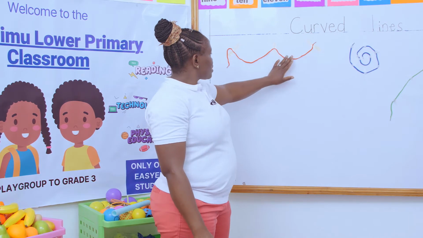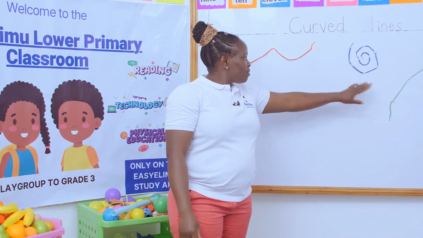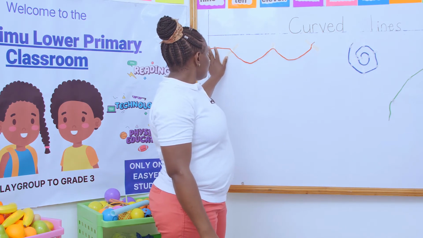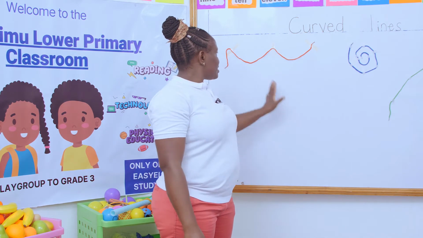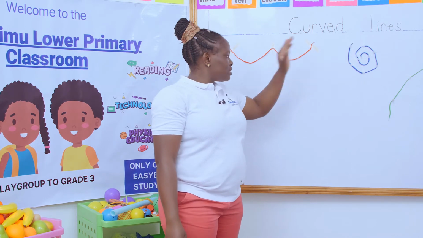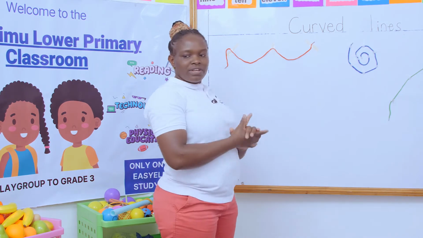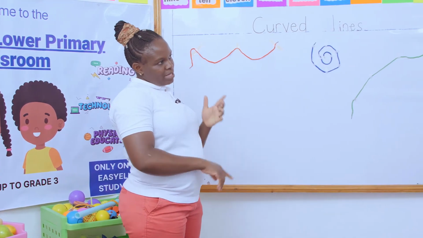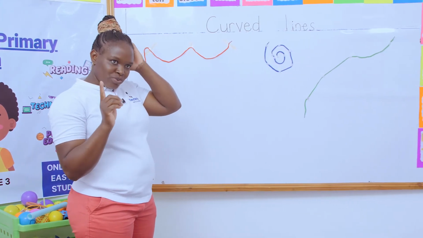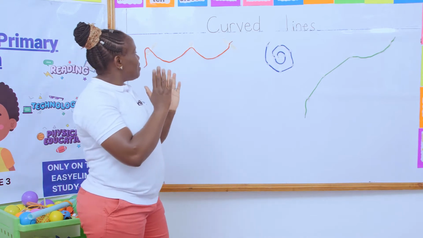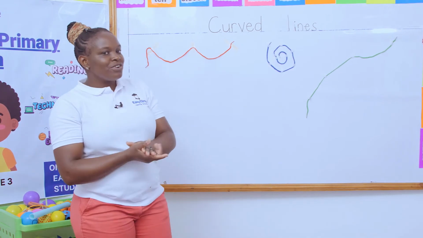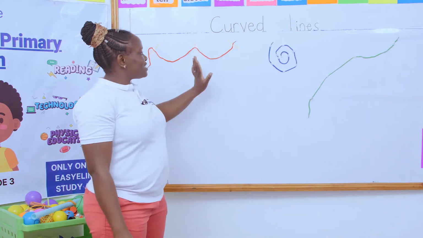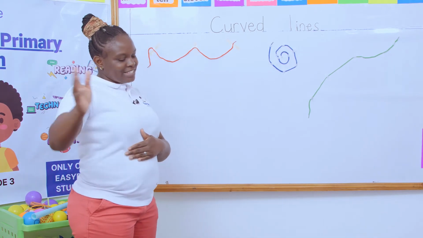Look at the ropes on the board. Look at them nicely. Who can tell me, have you seen this line before somewhere? Teacher, that one looks like letter W. Very good. So which type of line is this? Teacher, there is a name the teacher taught us in creative art, but we are not doing creative art here. In math, we said we only have two types of line. Which one and which one? The curved lines and the straight lines.